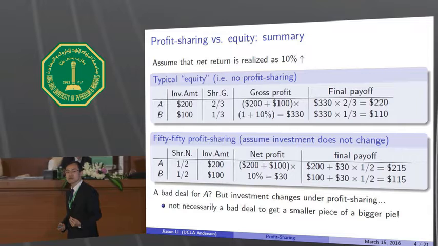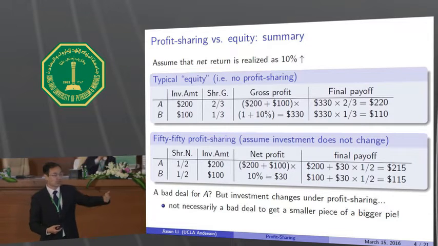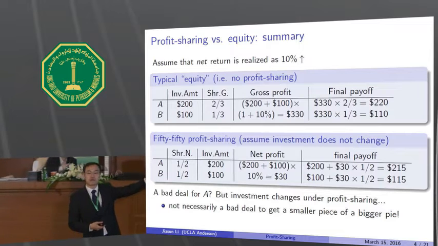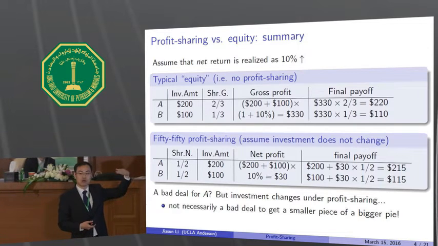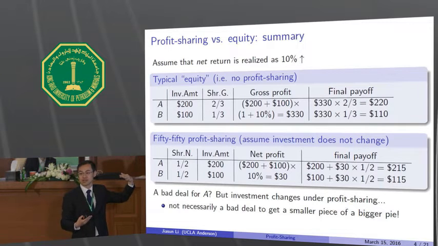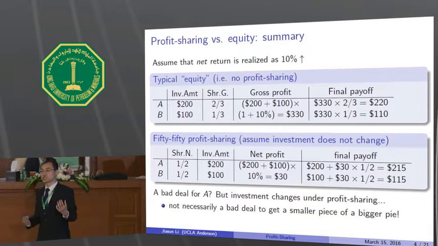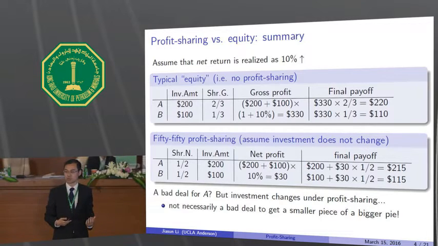But the key in this thought experiment is that having a profit sharing contract overhang is actually going to change our investment incentives. And in a certain sense, having a 50-50 sharing rule will make Bill entitled to a smaller piece of a larger pie, which I'm going to show you mathematically in a couple of slides.